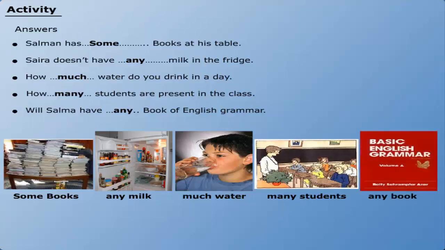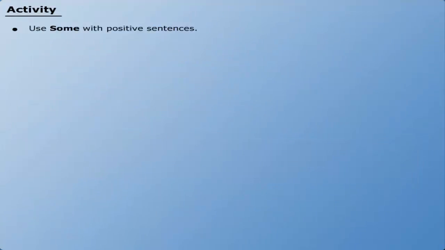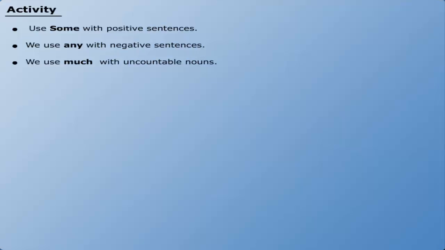As we have told you that we use some with positive sentences. We use any with negative sentences and interrogative sentences. We use much with uncountable nouns, many with countable nouns. We hope that you have learned the activity we have just done.